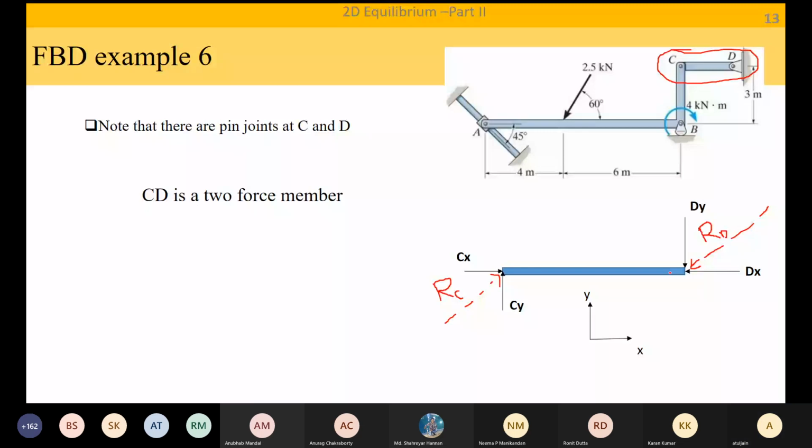Suppose I do not apply any force on the given body, then will reaction act on the constraint or not? It will be zero. So the reactions will be zero. Okay, sir.